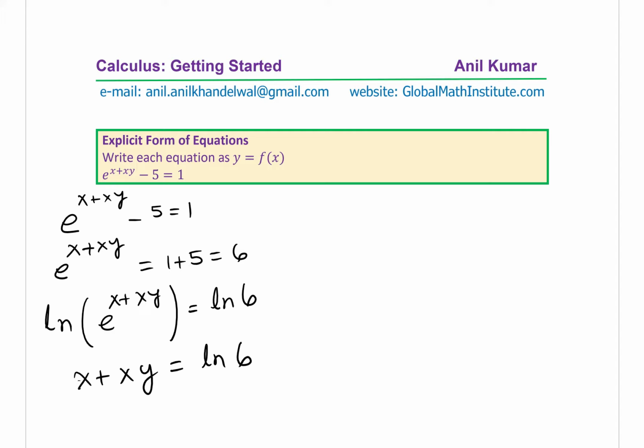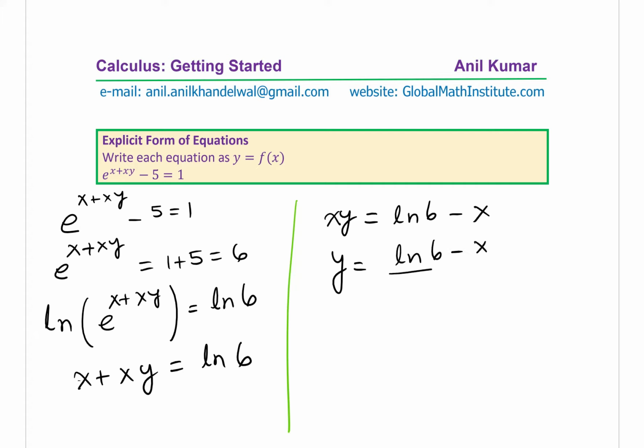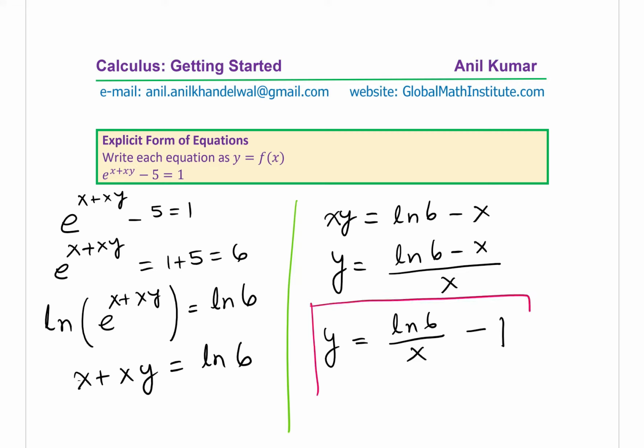Perfect. So let's do it on the right hand side. So I hope the steps are absolutely clear. So we get xy equals to ln 6 minus x, and y is equal to ln 6 minus x divided by x. So that is how you could write. You could also write this as ln 6, which is a constant, over x minus 1. So either way, you get the answer. Perfect. So that is how it could be written in the explicit form.